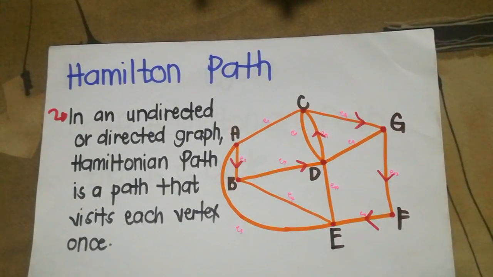A Hamiltonian path is a path that visits each vertex once. So balik tayo dun sa definition na meron tayo sa path. When we say path, path is a walk. So a walk, ano ibig sabihin ng walk? Yung parang kang naglalakad nang wala kang pakialam kung ikaw ba ay uulit ng direksyon or hindi.